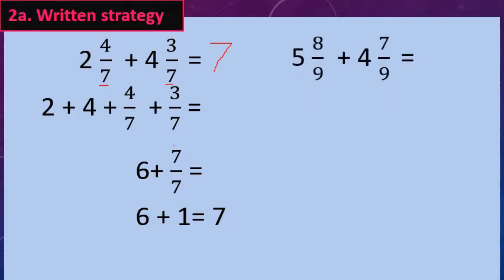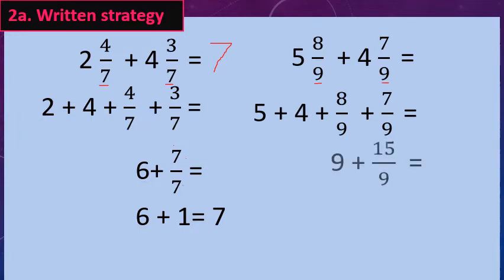All right, here we've got 5 and 8 ninths plus 4 and 7 ninths. Again, two mixed numerals with the same denominator. We're talking about ninths now. Just like over on the left, I'm going to add my whole numbers together. Then I'm going to add my fractions together.